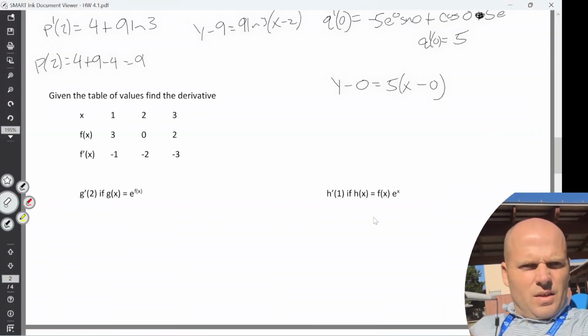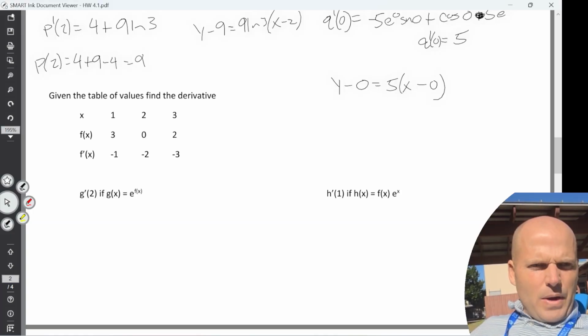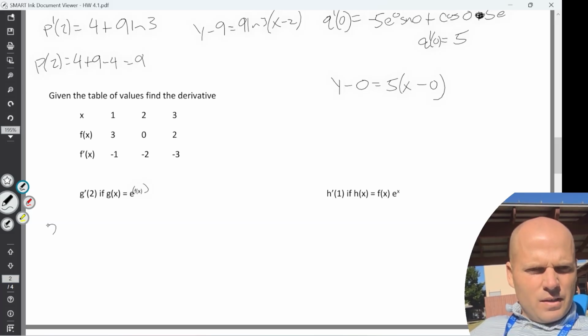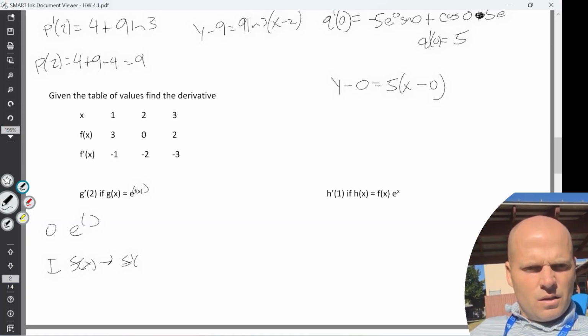All right. Table problems. Taking the derivative of e to the f of x. Well, guess what? That is not e to the x. That's e to a power. Whose slopes are e to the power. And f of x slopes are f of x slopes.